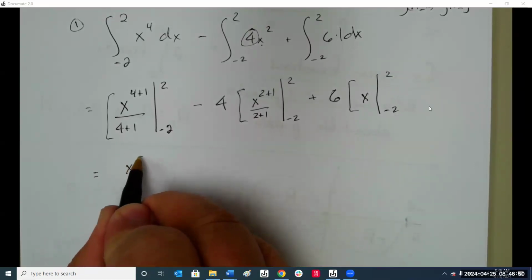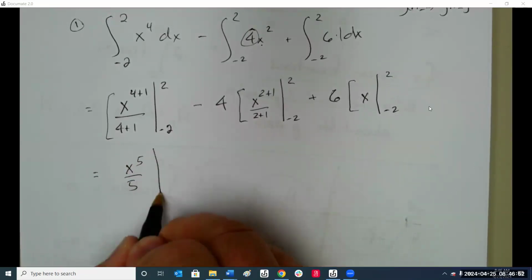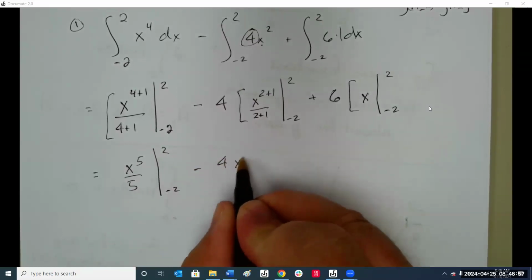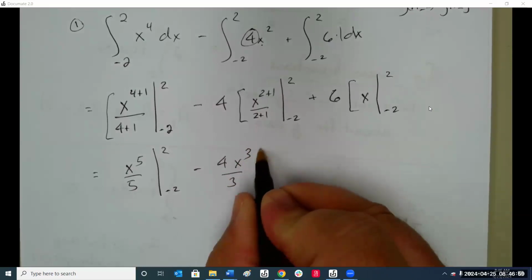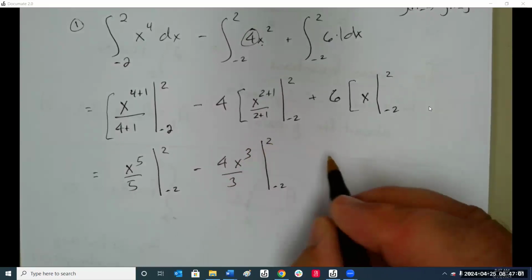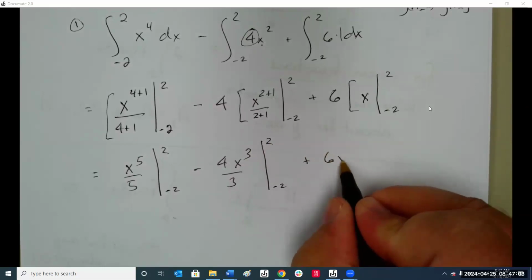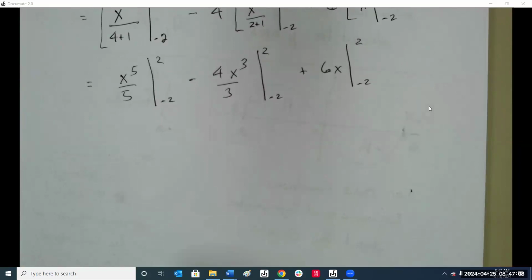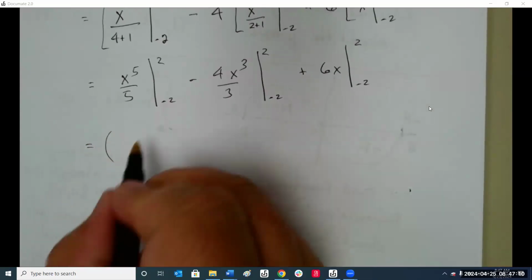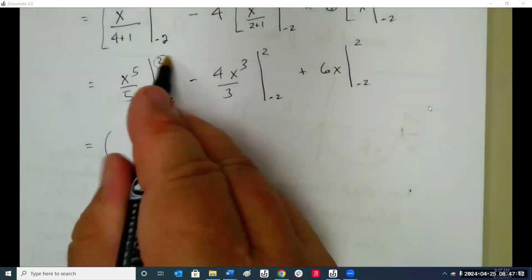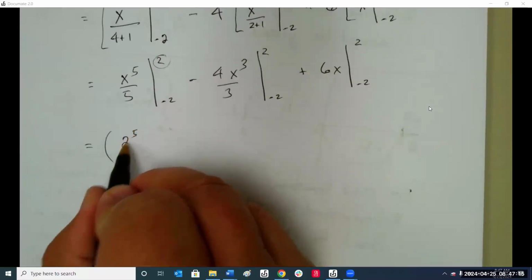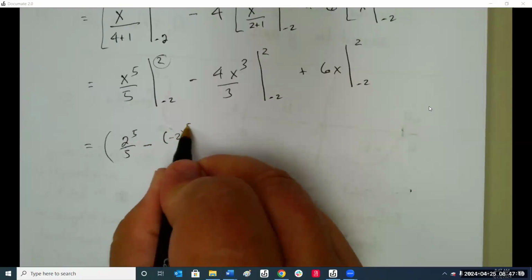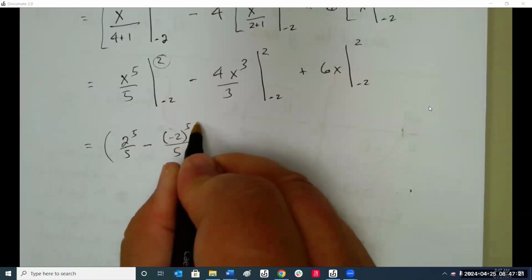So we have x to the 5th over 5 from -2 to 2, 4x cubed over 3 from -2 to 2, and then 6x from -2 to 2. The first one, start at the top. So it's put 2 in place of x and subtract the bottom one at -2.